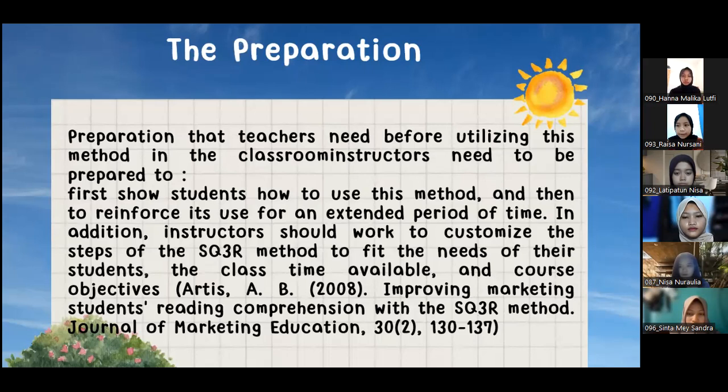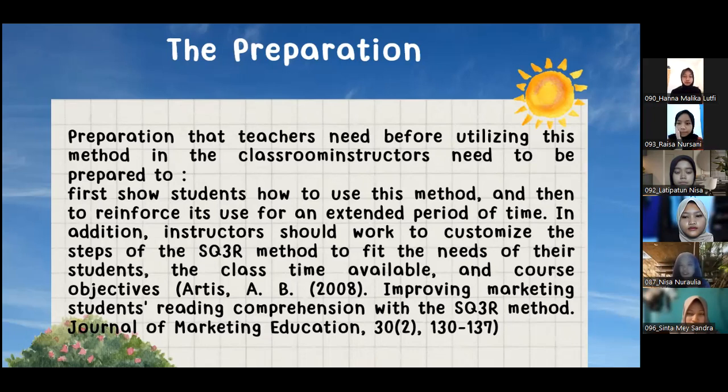The apparent simplicity of SQ3R is somewhat deceptive because the purposeful steps actually provide the greatest benefits. So that's all for me. I'll give it back to the moderator.